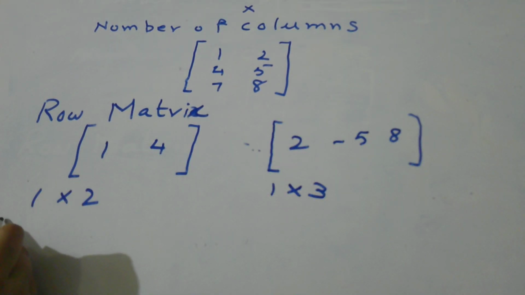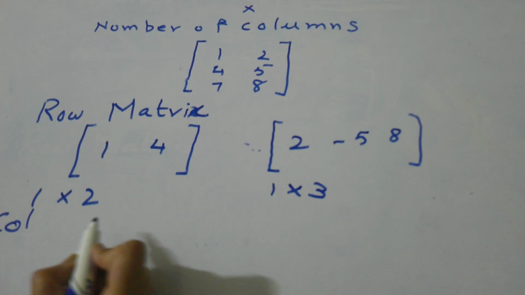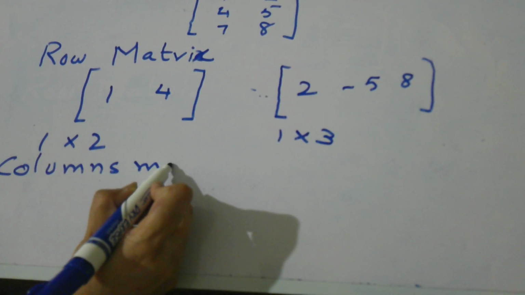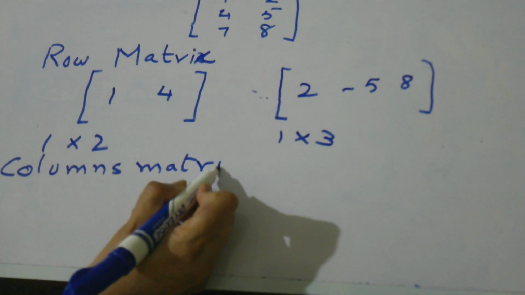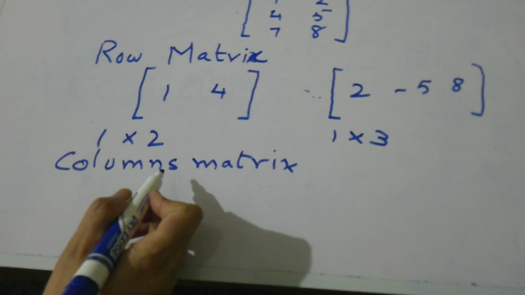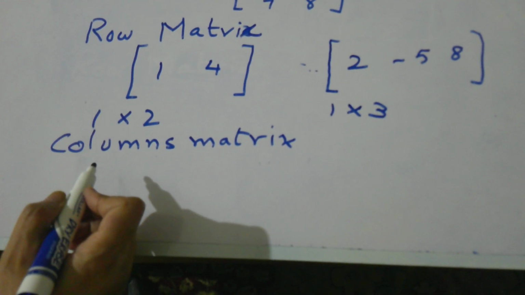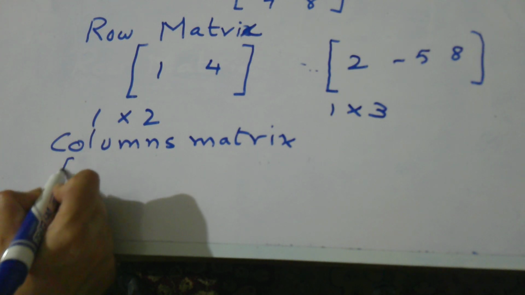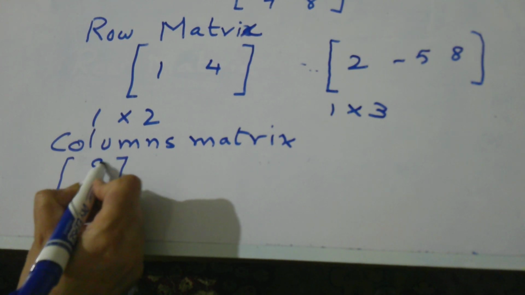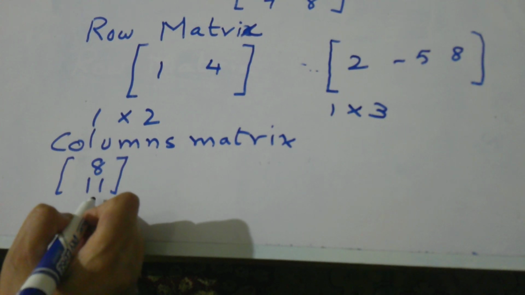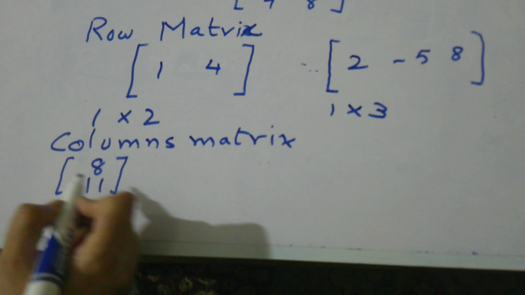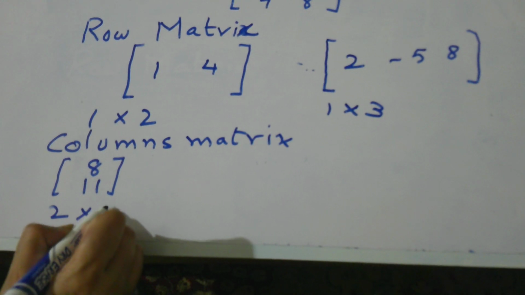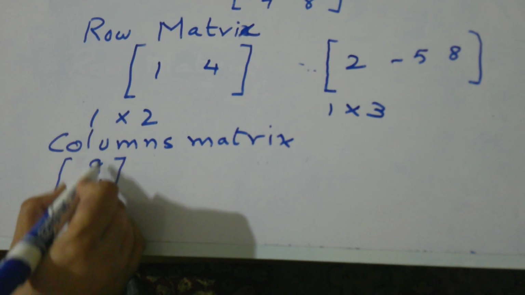Now column matrix. A column matrix is a matrix having only one column with two or more rows. For example, 8 and 11 is a column matrix, one column and two rows. So the order is 2 multiplied by 1: 2 rows and 1 column.